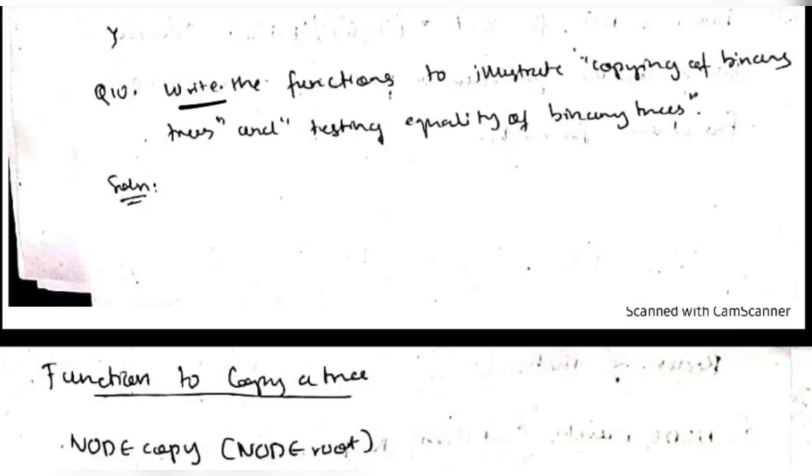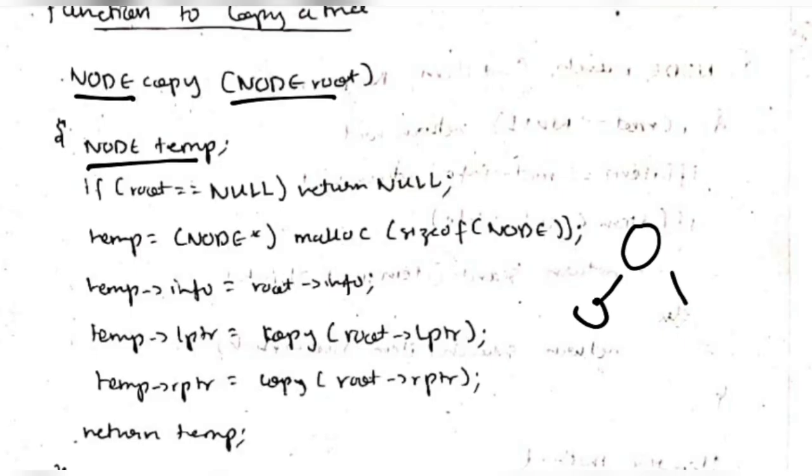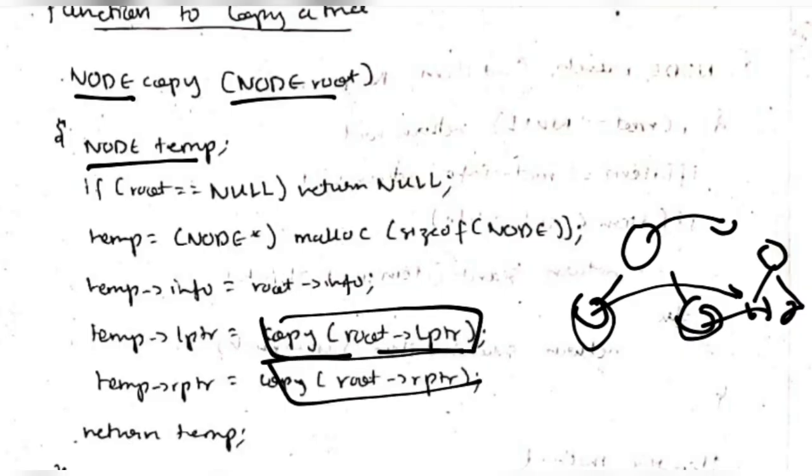In this question we have been asked to write the functions to illustrate copying of binary trees and testing the equality of binary trees. Firstly we'll write the code, which is node copy node root, and we'll have the node temp here. To copy a binary tree, if this is the tree which we have to copy, first we will copy the root node, and then the left part will be copied and the right part will be copied. In that way we will recall this statement for copying the right part and the left part.